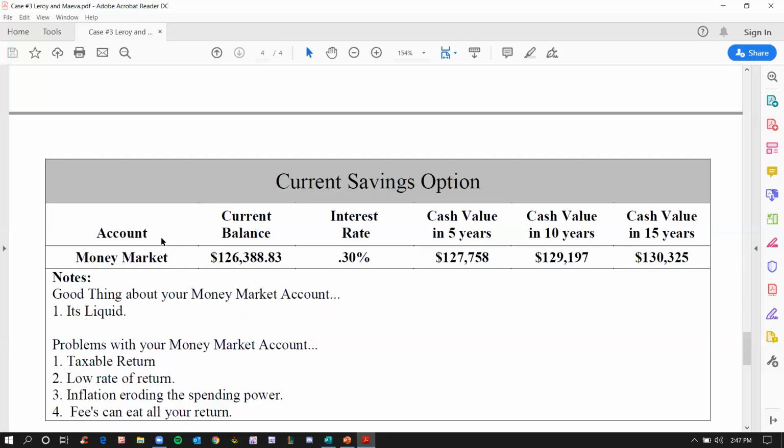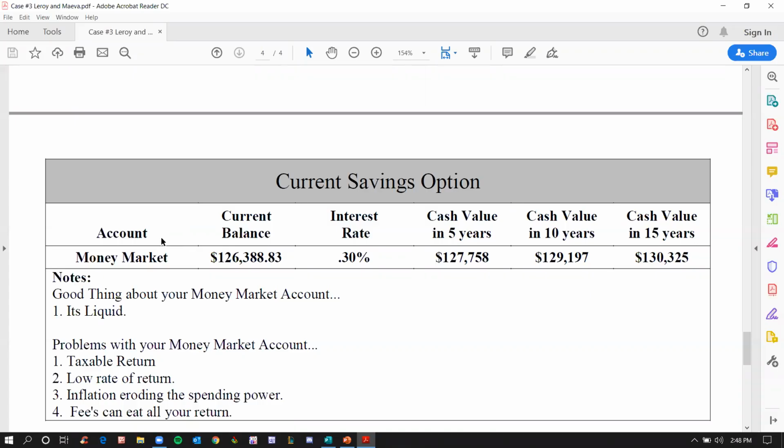The problem is you have a taxable return. That's not tax deferred, so you're paying taxes on the interest you earn every year. You're actually lowering your rate of return by doing that, because you're earning 0.3. If you're in a 10% bracket, you're losing 10% of that 0.3. At 25%, it further compounds the lower return. You already have an essentially lower rate of return because it's a money market account. The banks don't want to pay you what it's really worth to them.